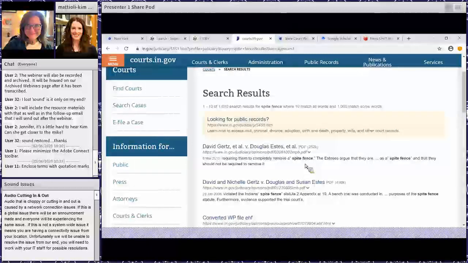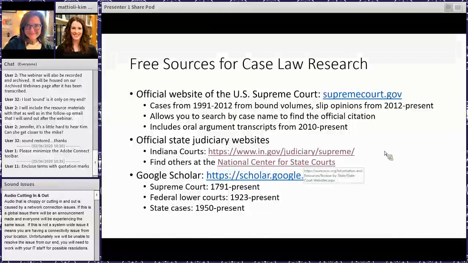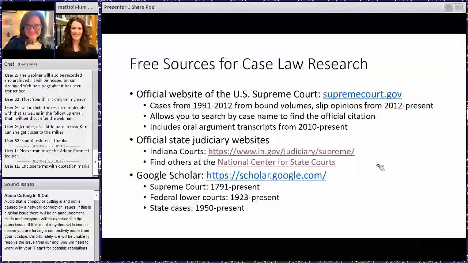So not probably the best search functionality that you would want to use when you're searching for cases, but it does at least work somewhat. So if you know you're looking for something from Indiana, you could always go there. Okay, so that's kind of how you find cases from the Indiana official government website.